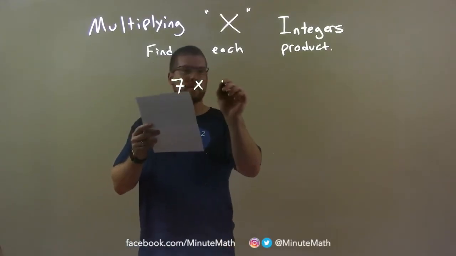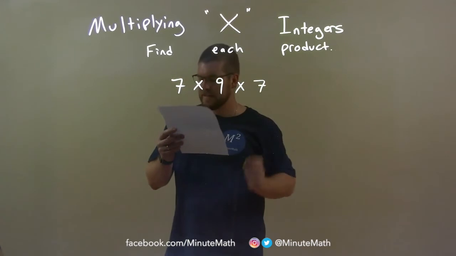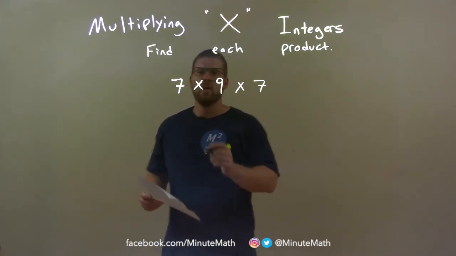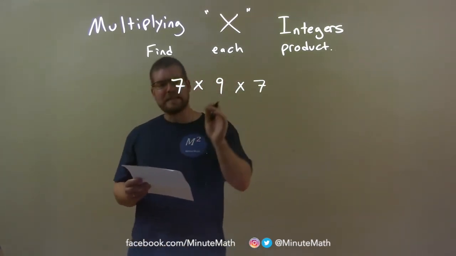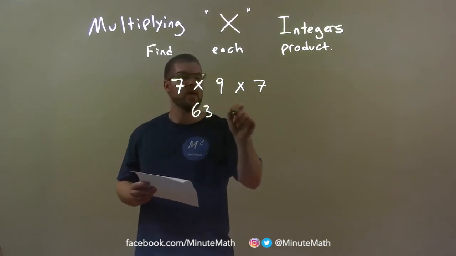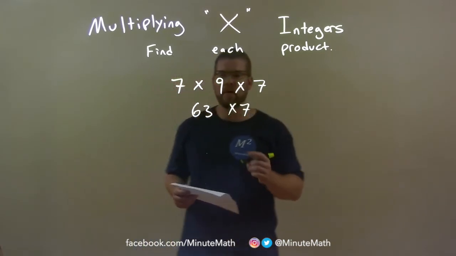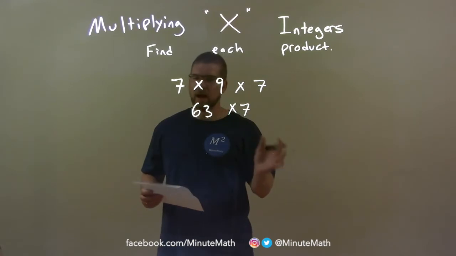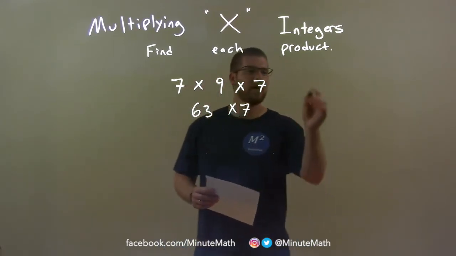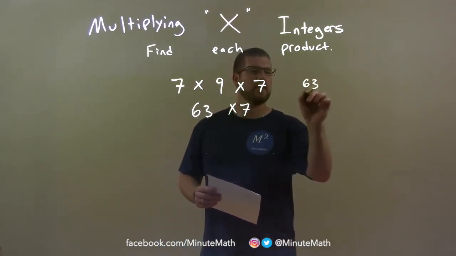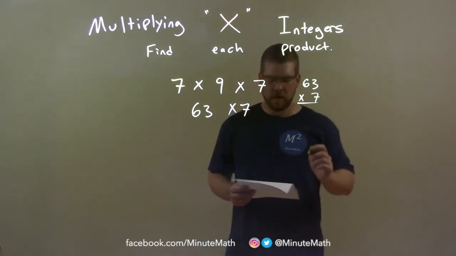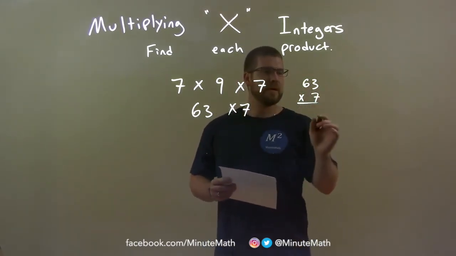7 times 9 times 7. Okay? Well, 7 times 9 we know to be 63. And then we're just going to bring down this 7. Now, 63 times 7, I don't have off the top of my head. Okay? So I set it up like this. 63 times 7. Well, 7 times 3 is 21.